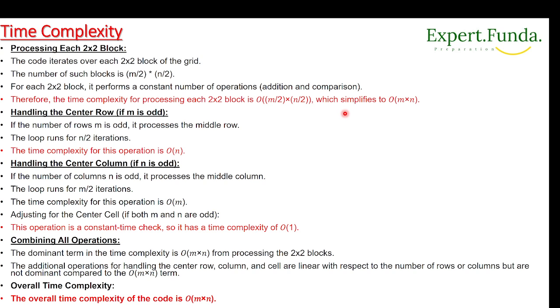So if you divide these things and summarize this, right, it will come O of m cross n. And for the center row, if it is odd, we are getting O of n. If it is a column, O of 1, right? And then when we combine these, it will definitely come O of m cross n, right? So finally the space complexity is O of 1. So do pause and see the time complexity and space complexity.